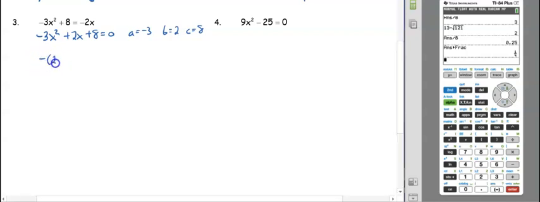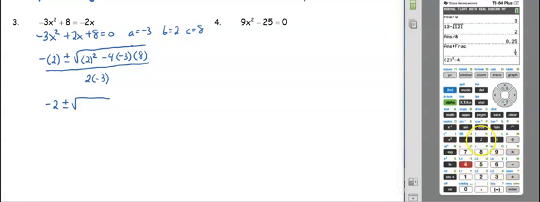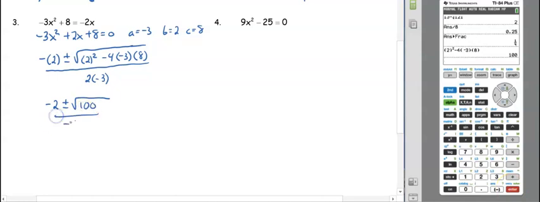So I would have negative parenthesis 2 plus or minus the square root of 2 squared minus 4 times negative 3 times 8, all over 2a, so 2 times negative 3. So when I simplify, I have negative 2 plus or minus the square root. We're going to simplify in our calculator, so 2 squared minus 4 times negative 3 times 8, which is 100, divided by negative 6.